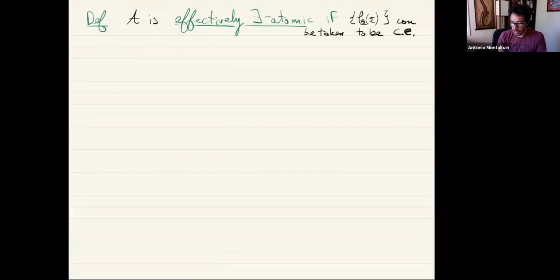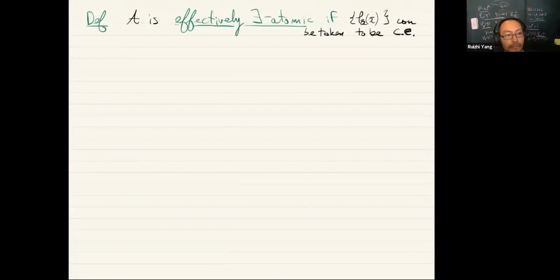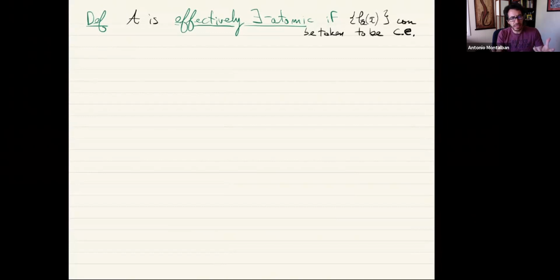So for every tuple there is an existential formula that defines its orbit. There are maybe many, not just one. If there's a way to define the set of formulas that define all the orbits in a computably enumerable way, we say that the structure is effectively existentially atomic. So we're adding the property that we can computably enumerate all these definitions.